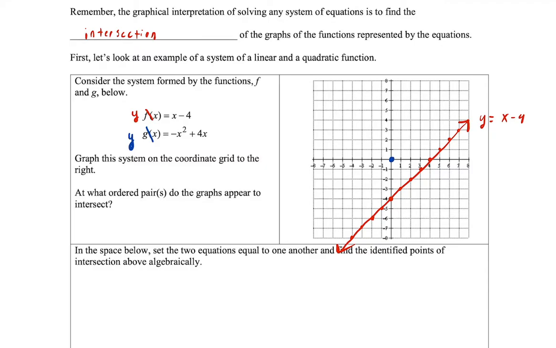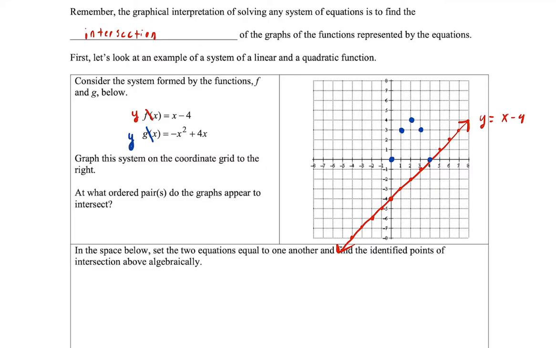If x was 1, well, we'd have 1 squared is 1. We'd have negative 1 plus 4, so that would be 3. If x was 2, we'd have negative 4 plus 8. We'd have 4 there. If x was 3, we'd have negative 9 plus 12. We'd be back to 3. Okay, I think I found the vertex. If x was 4, the output would be 0.